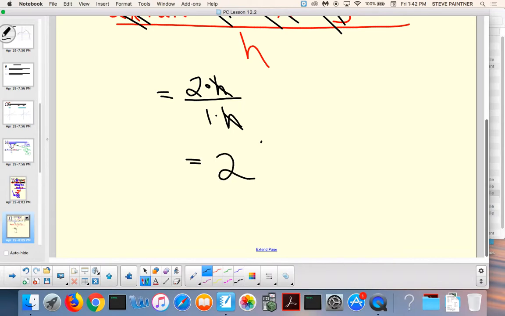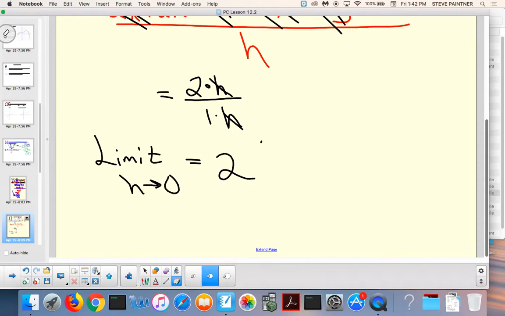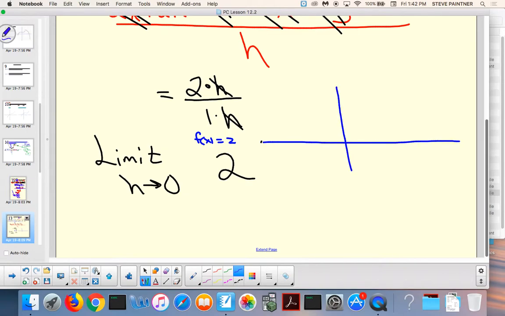Okay, but this problem was the limit. What's the limit of this function 2 as h approaches 0? Hang on, I put this equal sign here, I really didn't mean to. When I worked out that difference quotient, I got 2. Tell me the limit of 2 as h approaches 0. It's like saying f of x equals 2, so y equals 2. What does the graph look like? Y equals 2 is just a horizontal line, right?